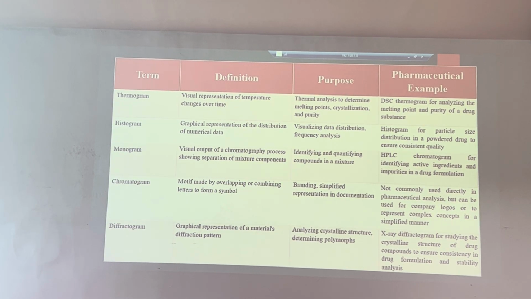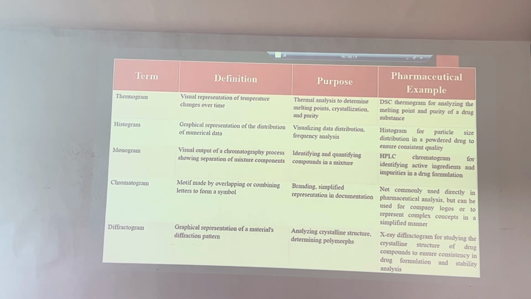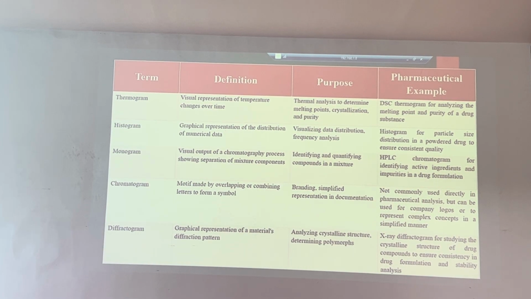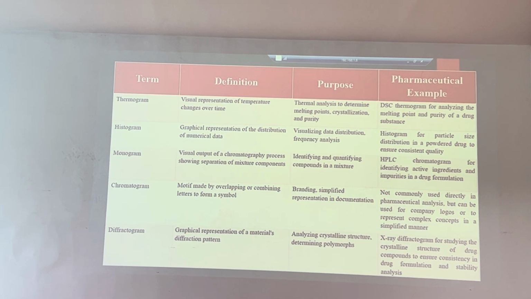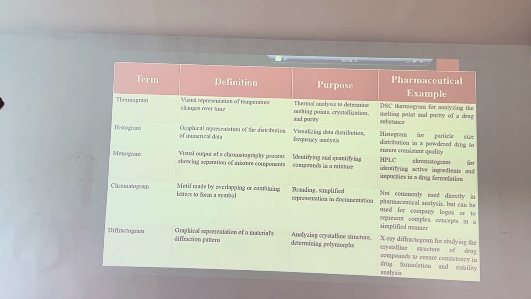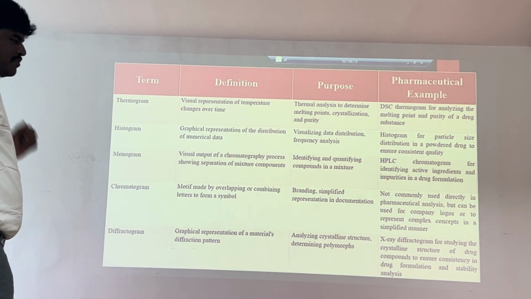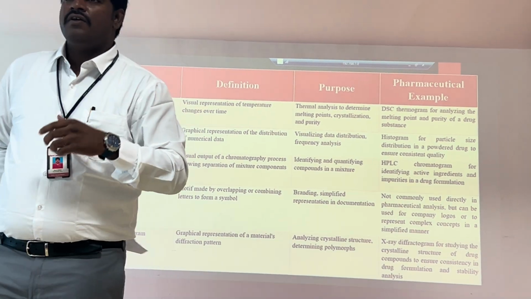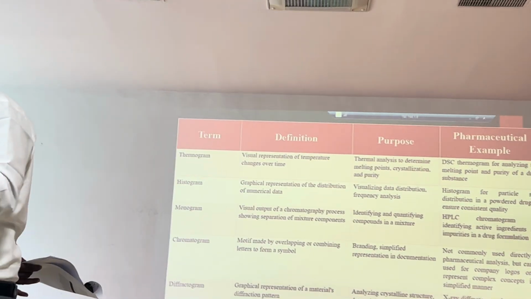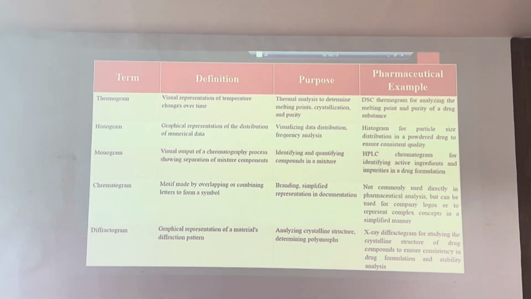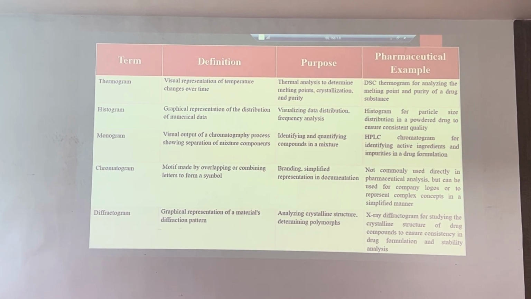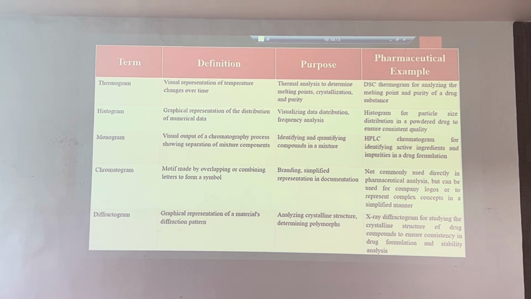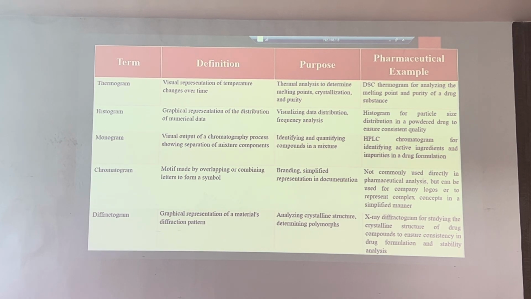What is exactly the meaning of thermogram? The visual representation of the temperature changes over time, used in thermal analysis to determine the melting point, crystallization and purity. For example, a pharmaceutical example is the DSC thermogram for analyzing the melting point and purity of the drug substance. So basically, when you are doing the DSC, whatever printouts we get after analyzing the DSC test, we can call it a thermogram. The thermogram is the visual representation of the temperature changes over time.